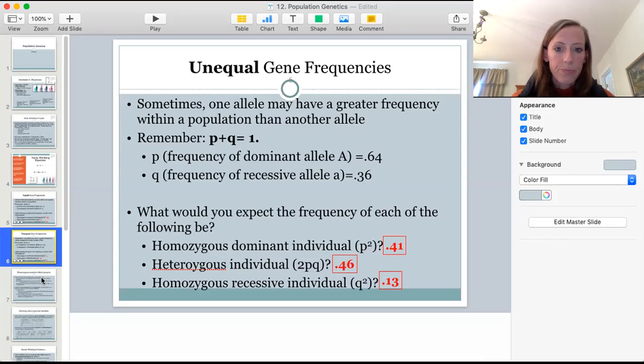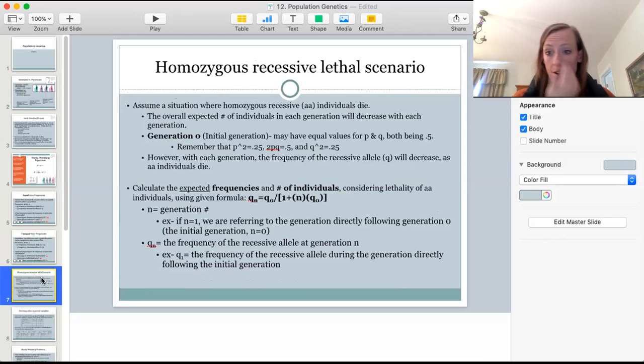Now, the third exercise that we're going to have you do, working through your lab manual, is a homozygous recessive lethal scenario. This is a situation where any individual who inherits 2 copies of the recessive allele dies. So automatically gone from the population. They do not survive. This could happen through an important mutation in a gene that influences development in the embryonic stage, or other situations.